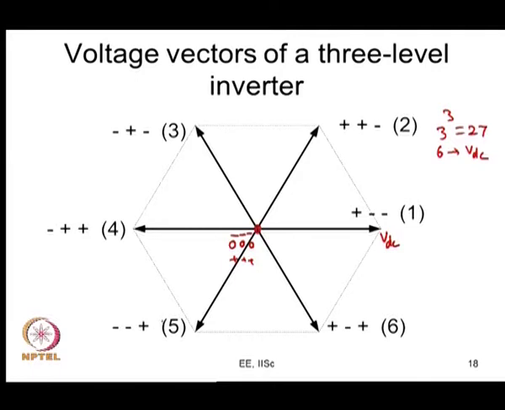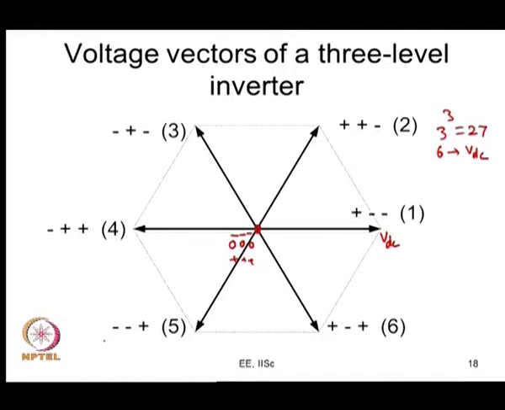So, instead of 2 zero states in a 2 level inverter, you have 3 zero states now. All the 3 pairs of top switches are on, or bottom switches are on, or the 3 pairs of middle switches are on. So, these are the things now. So, let us take the other combinations.